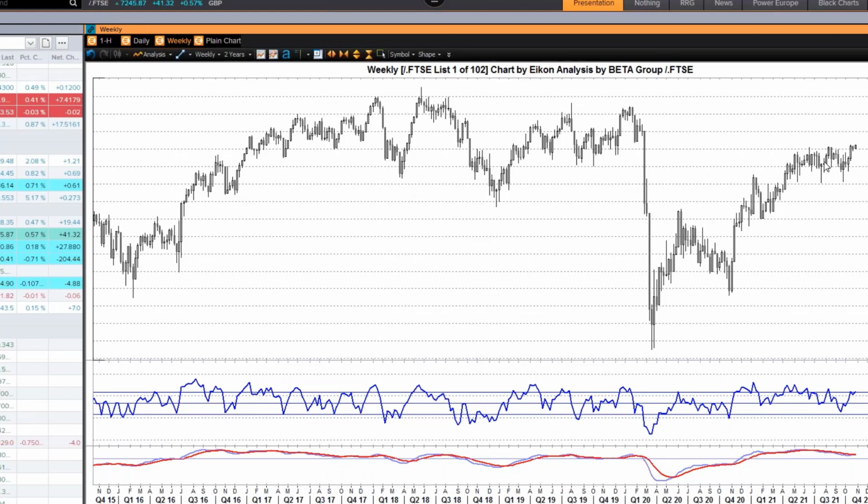We punched into it, but look how it's stalling and leaving lower highs in place here. I think this is a concrete ceiling for the FTSE. I think it's going to struggle for years really to get through to make a new high. I think this is too big a resistance here.